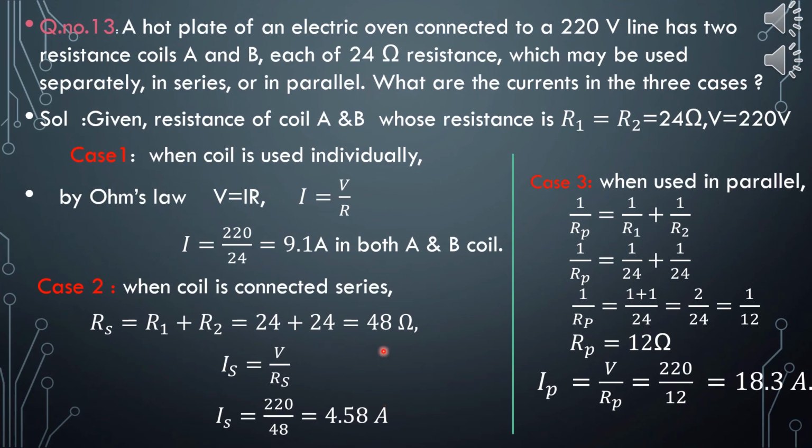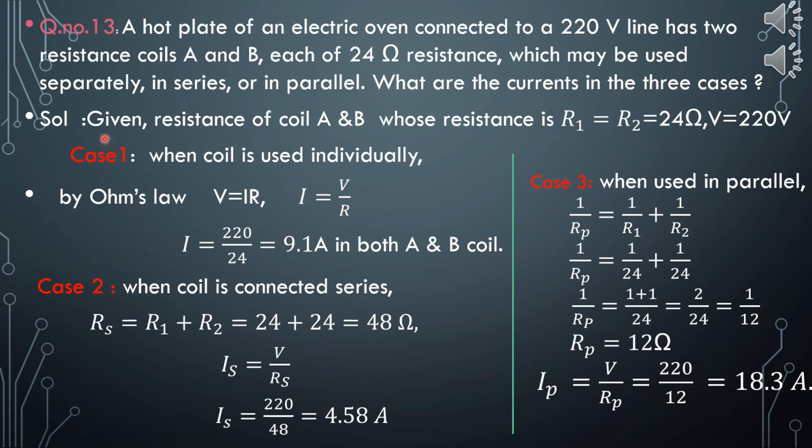Now let us move to question number 13. The question is: a hot plate of an electric oven connected to a 220 volt line has two resistance coils A and B, each of 24 ohm resistance, which may be used separately, in series or in parallel. What are the currents in the three cases?